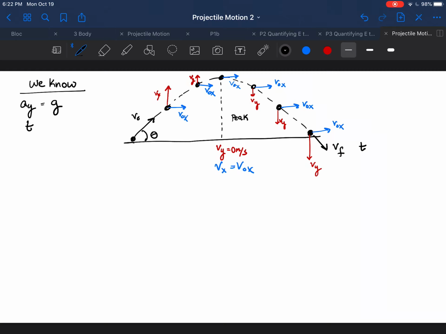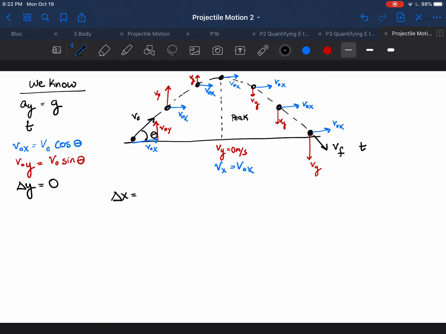Well, I'm not given anything about v0x or v0y, but I can break this thing down, because here I would have some v0x, and then here I would have some v0y. So that means v0x would be v0 cosine theta because it's adjacent, and v0y would be v0 sine of theta. And I also know that delta y is going to be 0 because it's starting and landing at the same height.